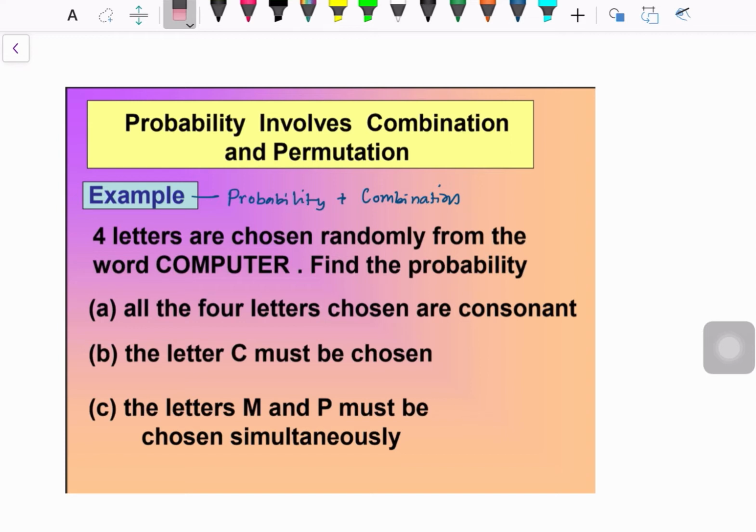In this video, I'm going to share with you the topics of probability involving combinations and permutations. Let's start with the first example. This example is about probability plus combinations. So let's try to read this question first.